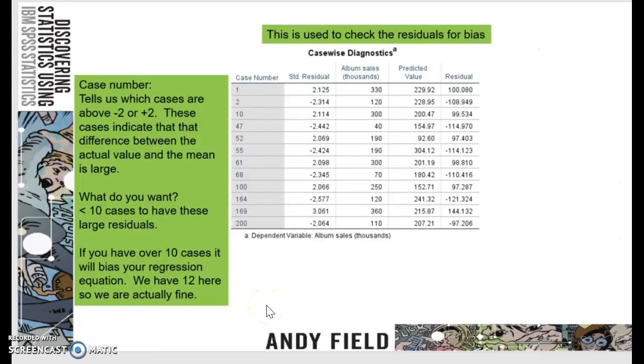All right, another way to check for residual bias. Remember, residual bias is if you have variables that are outliers, and this is what's known as a case-wise diagnostic. So it's pulling the cases. Case number 1, 2, 10, 47, 52 are some of those extreme cases. All right, now what's recommended is you don't want more than 10 cases. In this case, we do have 12, but it doesn't significantly affect our data, so we are still good.